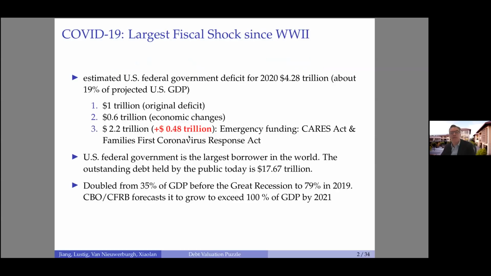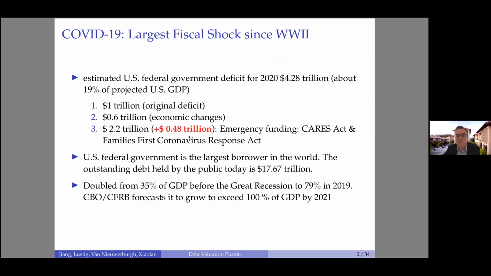Okay. But before I do that, I want to take a minute or two to put this in the broader context of what's going on in the world today. As you probably know, the US federal government, much like other governments around the world, has launched into a pretty radical fiscal stimulus. The federal government deficit for 2020 is now projected to be around 4.28 trillion. That's about 19% of projected US 2020 GDP.